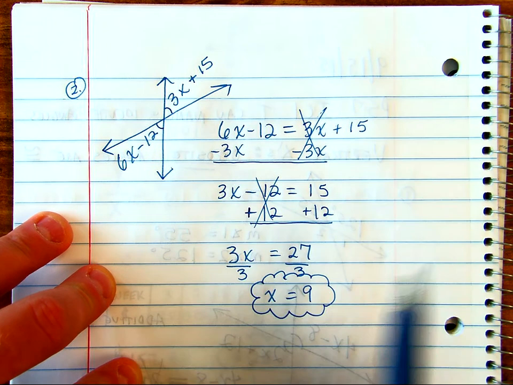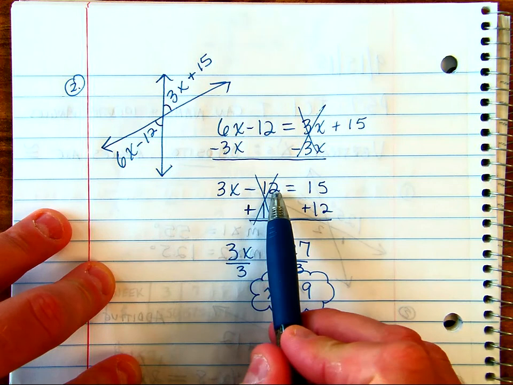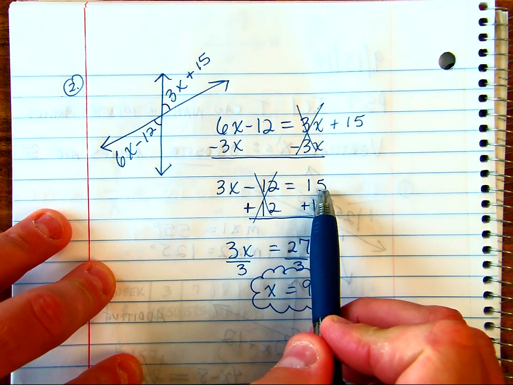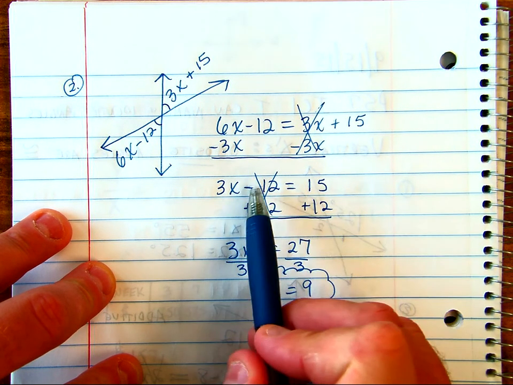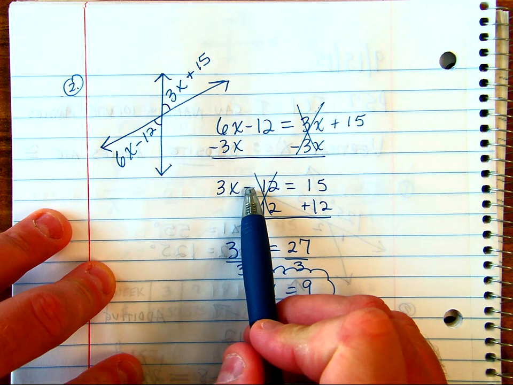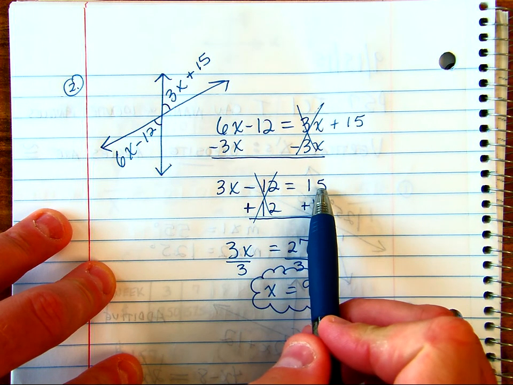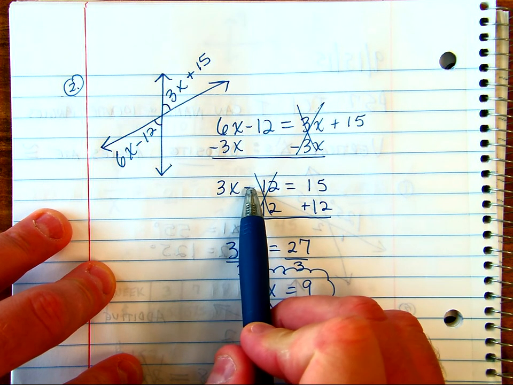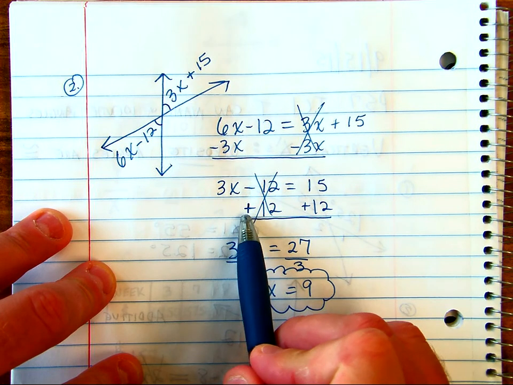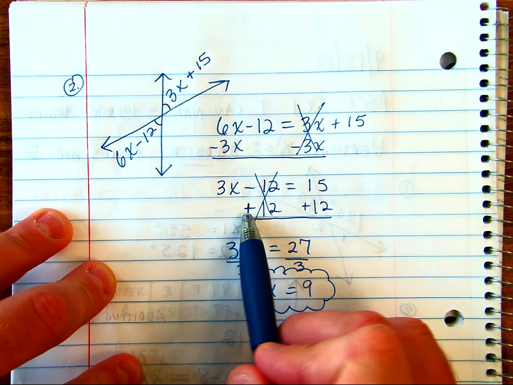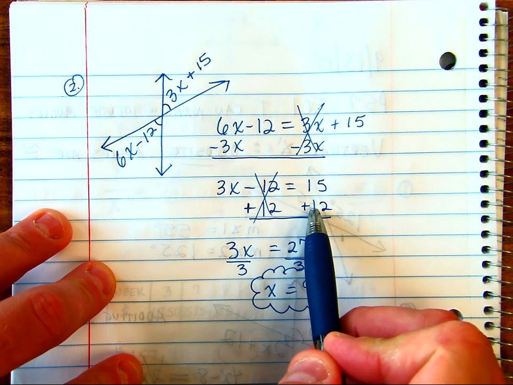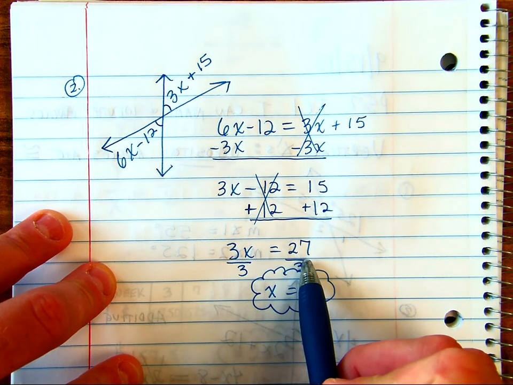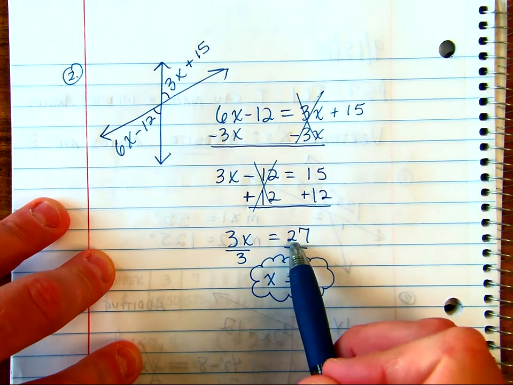I got 3x minus 12 equals 15. Then I knew I had to get the negative 12 to the right side of the river. And because this was a negative 12, the inverse of negative is positive. So I added a positive 12 to both sides and got 27. And then I just divided by 3 and got x equals 9.